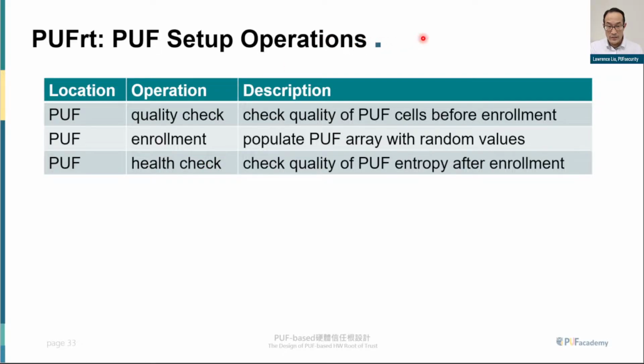And these operations are to set up the PUF array of the PUFrt for use. So the first one we have is quality check, which is done before the PUF is enrolled. Then we have enrollment itself, which populates the PUF with random values. Then we have health check, which is used after the PUF has been enrolled to check the quality of the PUF entropy.